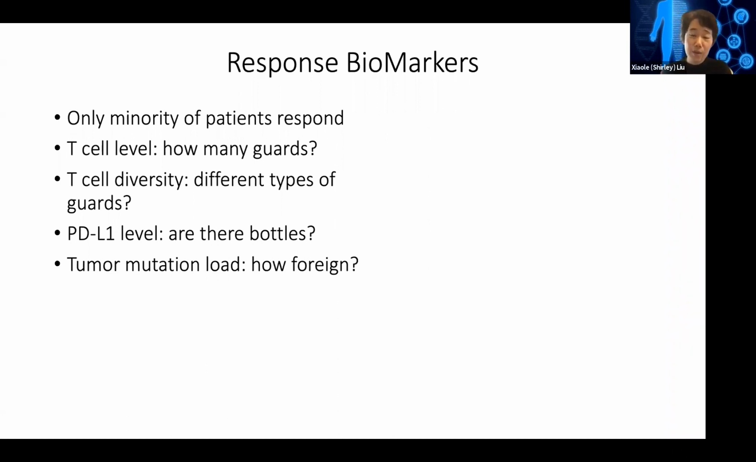So if in a tumor you don't see any guards, whether or not they're drunk or not, then it's not very good. The second one is T cell diversity. As we mentioned, in order for the T cells to recognize the mutations, if the T cells have many different TCRs, just by chance, the odds of one of those TCRs recognizing a tumor antigen would be a little higher. And so young patients with diverse T cells are more likely to respond better to immunotherapy.